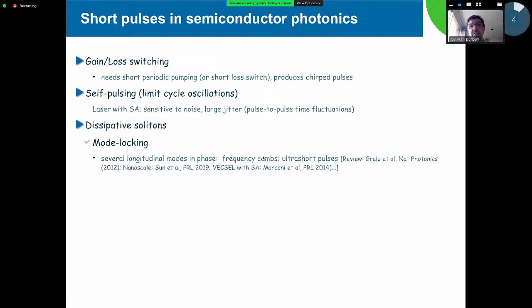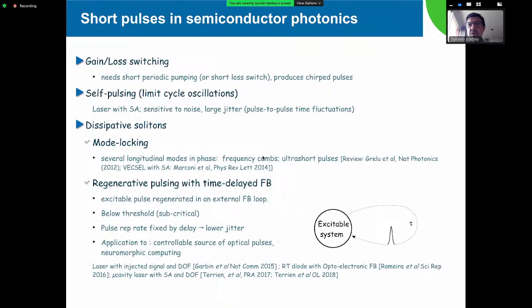Lately there has been a lot of work on dissipative solitons, and in particular, mode locking in semiconductor lasers. For that you just need a laser which can have several longitudinal modes and make them in phase, so as to have a frequency comb, and this way you can have ultrashort pulses. So it's a kind of efficient way to have short pulses.